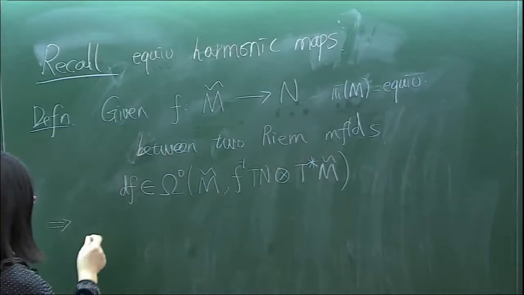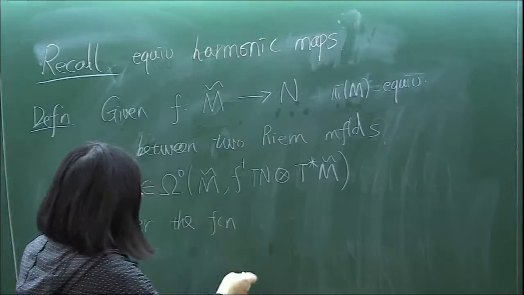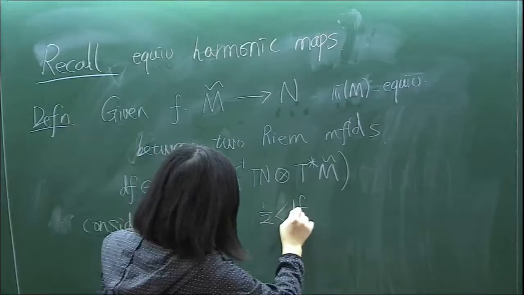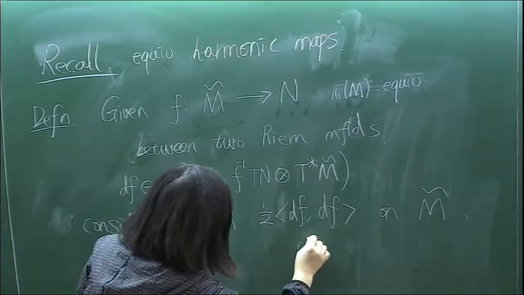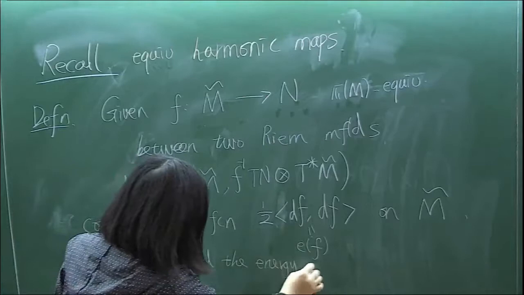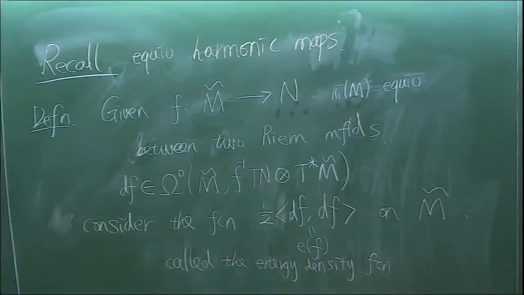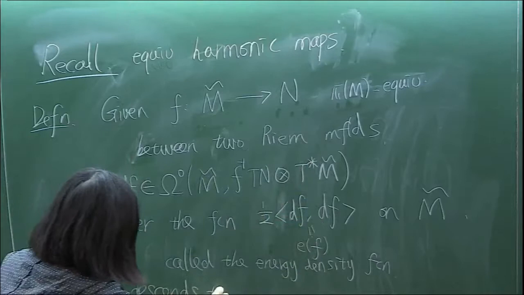So we can consider the function one half of the norm of DF, let's say F's pairing, on M tilde. And then this is denoted as EF, called the energy density function. Because of the equivariance of our map F, this function will eventually also be invariant under this group action. So it actually descends to a function on M itself.